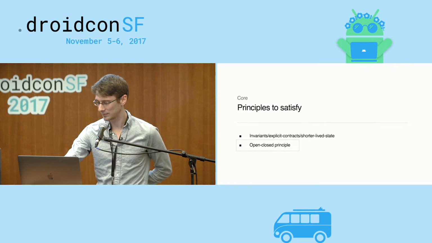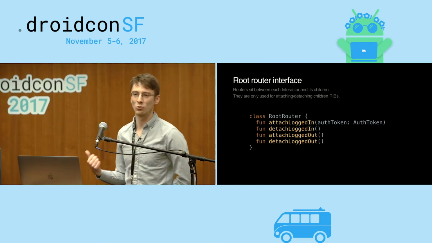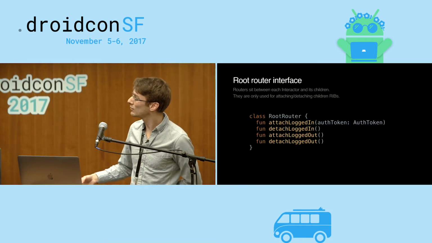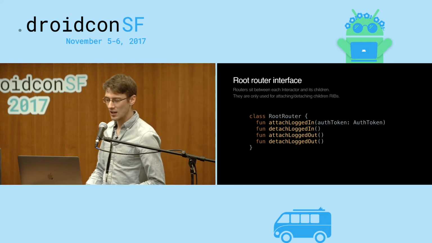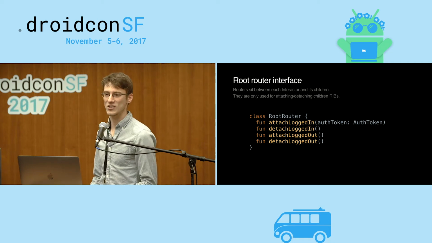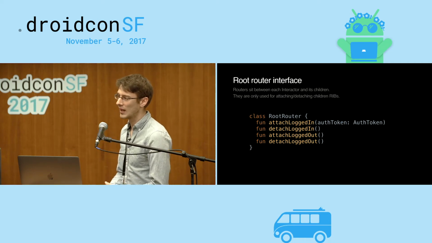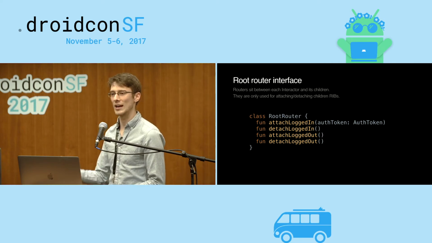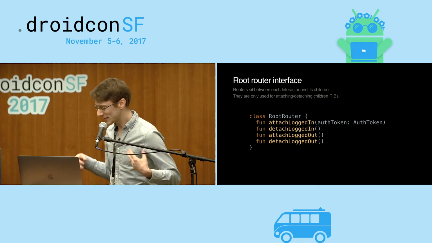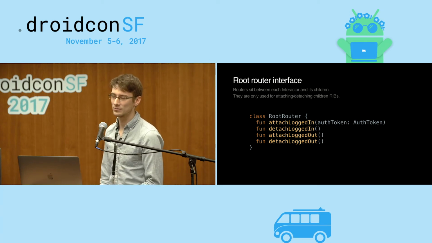So how do RIBs help with that? Let's take a look at that root router again. But instead of looking at the implementation of any of the methods, let's just look at its interface. You'll notice that there are just attach and detach methods, nothing else. And these routers, in general, are what sit between an interactor and child RIBs. So this means that the root interactor is not synchronously telling its children anything.